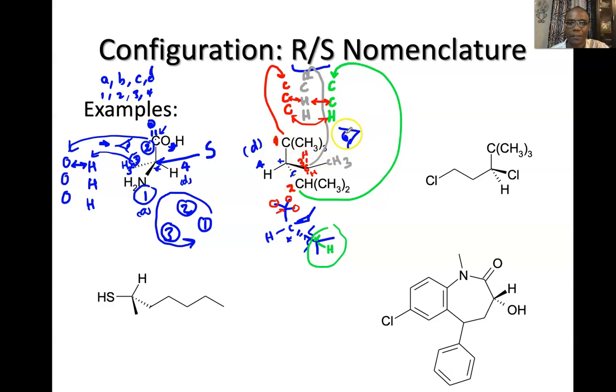Now if you're standing here, your numbers 1, 2, 3 can be written as 1. I have my 2 almost to my left, and then I have my 3. So I'm going counterclockwise. The smallest group, number 4, is away from me. I don't need to write it here on my circle. So it's an S. So this carbon right here in the middle has S configuration. You see, you have to practice. You really have to practice.